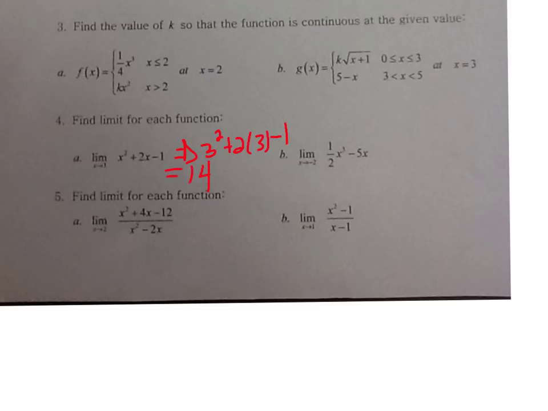So let's try the next one. The limit as x approaches negative 2. So it's 1/2 of negative 2 cubed minus 5 times negative 2. You just plug that into your calculator, and you get equal to 6. All right, so let's take a look at 5.